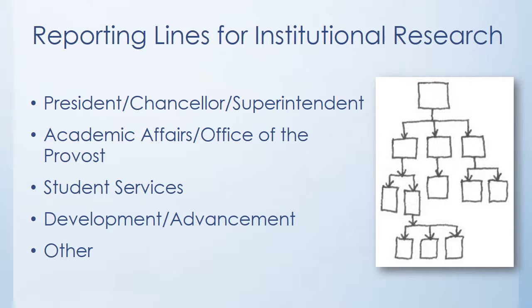For example, I work at a community college in Northern California. For quite a while, our institutional research office reported directly to the Vice President for Academic Affairs. Over the last few years, my campus has really emphasized the importance of planning, and as such has created a Vice President for Planning, Research, and Organizational Development. Now, the institutional research office at my college reports directly to the Vice President for Planning.